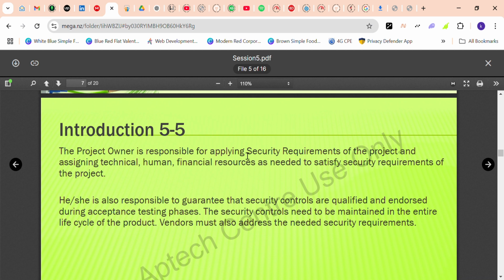The project owner is also responsible for applying security requirements of the project and assigning technical, human, and financial resources as needed to satisfy the security requirements of the project. He or she is also responsible for guaranteeing that the security controls are qualified and endorsed during the acceptance testing phases. The security controls need to be maintained in the entire life cycle of the production. Vendors must also address the needed security requirements.